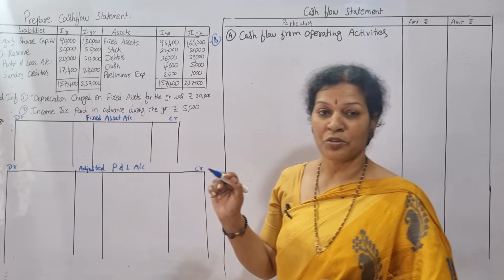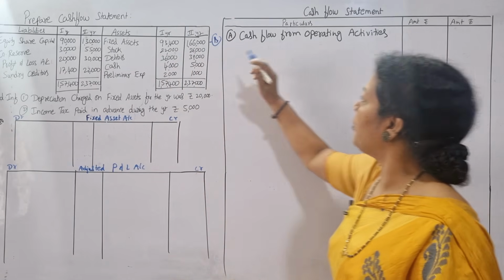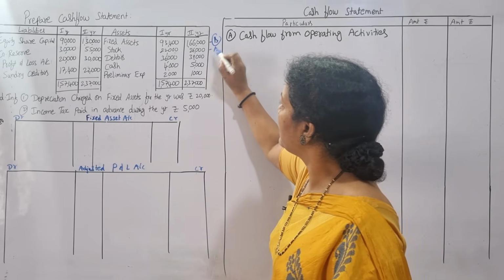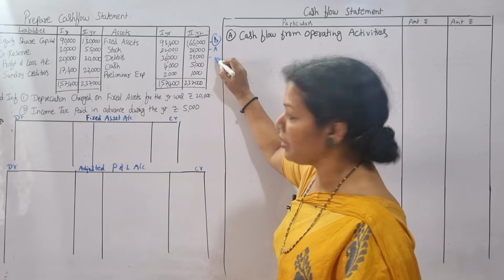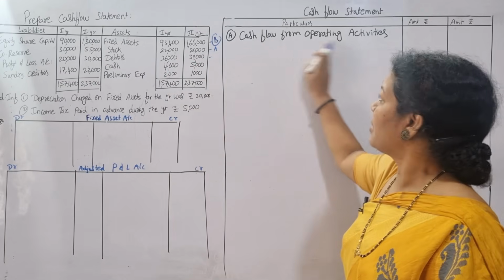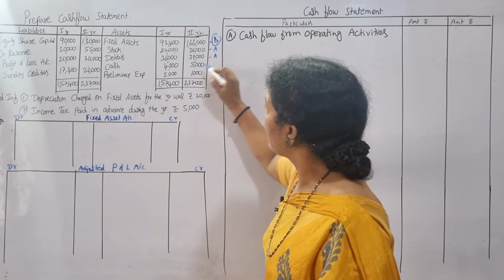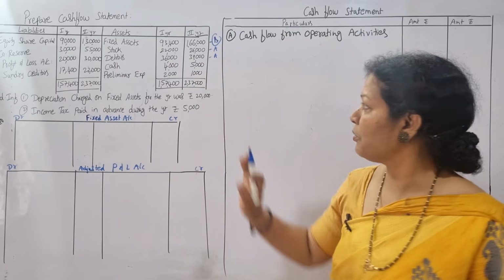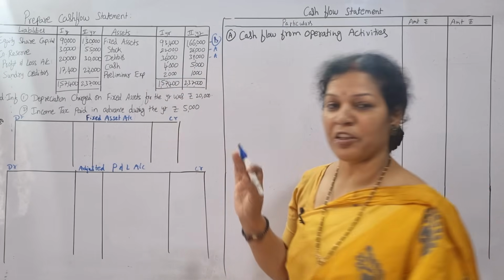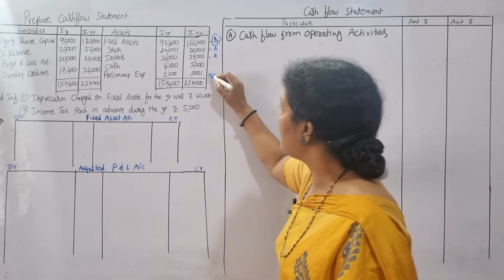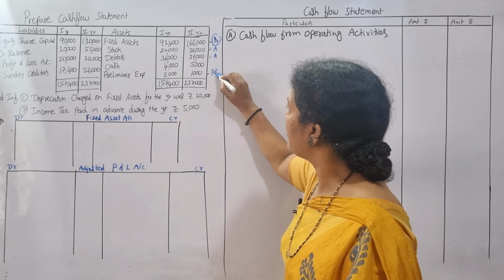Stock is related to cash flow from operating activities, so A. Debtors are also current assets. All current assets come under cash flow from operating activities, so A. Cash is opening and closing balance, so we don't touch it. Preliminary expenses come in the adjusted P&L account.